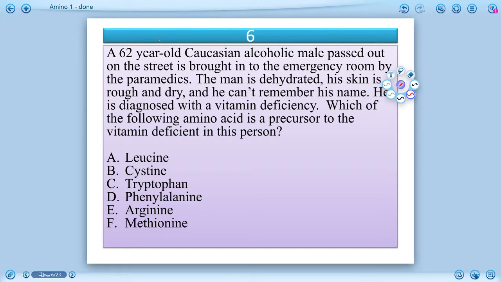Tryptophan. He's got niacin deficiency. Why do you think it's niacin deficiency? He has the skin dermatitis. He's passed out, and he cannot remember his name? Dementia. Dementia.